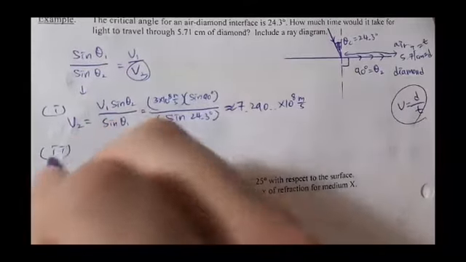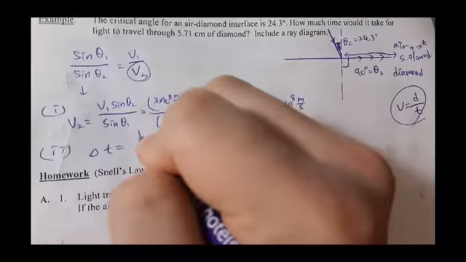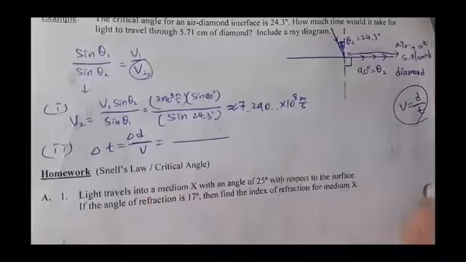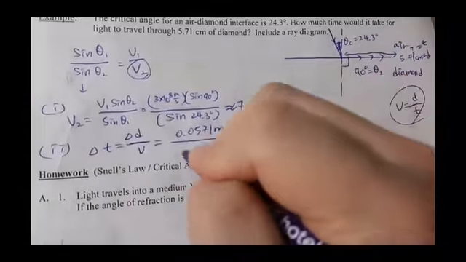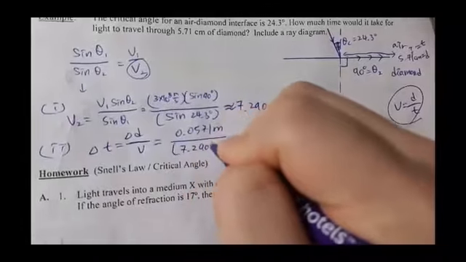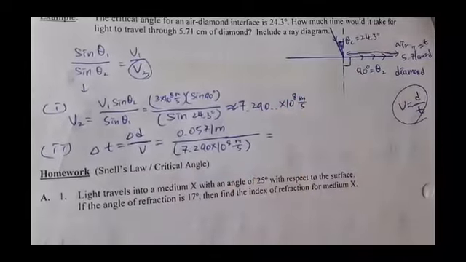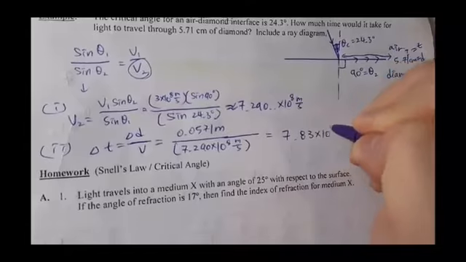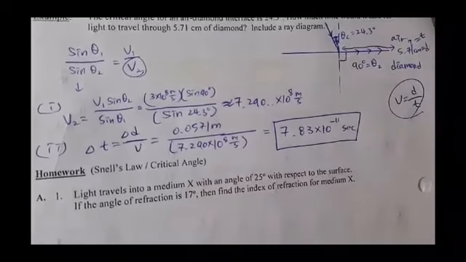Part number 2: now I'm going to use v equals d over t, except I'm going to modify it in terms of d over v. When it comes to distance, it's 0.0571 meter, and when it comes to speed, it's 7.290 times 10 to the power of 8, whatever that is. That is what I need to put for the time. So 0.0571 divided by the previous answer should give me about 7.83 times 10 to the power of negative 11 seconds. I'm using significant digits for everything. That is my answer.